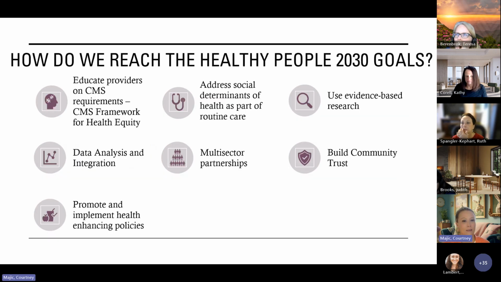As we gather all this data and work with all of the providers, caregivers, and teams to make sure that we're doing what we can to help these patients and populations, how do we reach the goals outlined in Healthy People 2030? The first thing we can do, as we talked about before, is educate the providers on the framework for health equity. This is structured to align with the Health and Human Services initiatives that will help achieve health equity and reduce disparities among minorities and underserved populations.